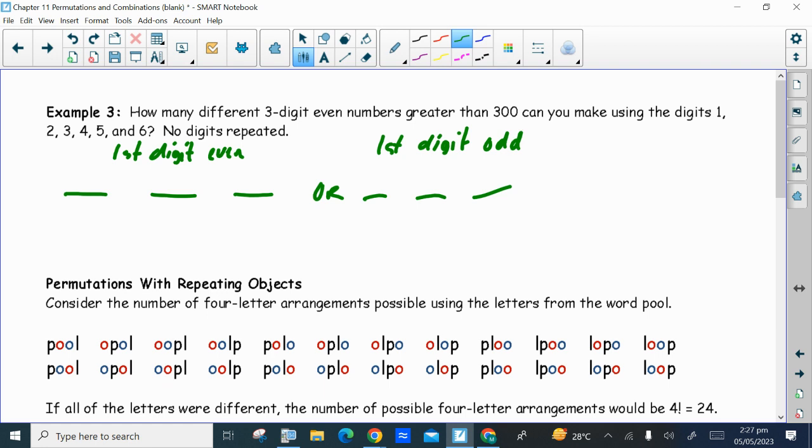So if the first digit is even, remembering that the number itself has to be greater than 300, that means there's only 2 possibilities, the 4 or the 6. 2 possibilities there.